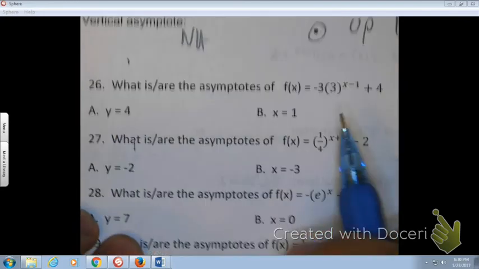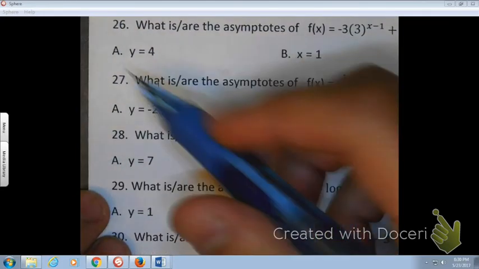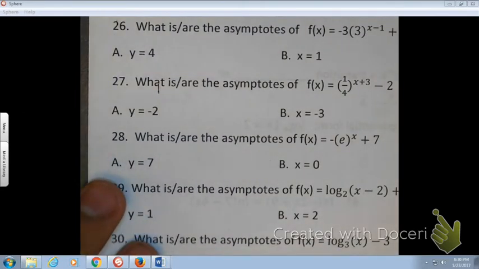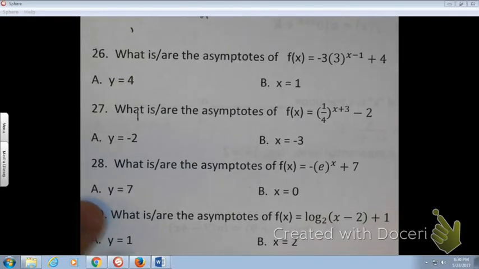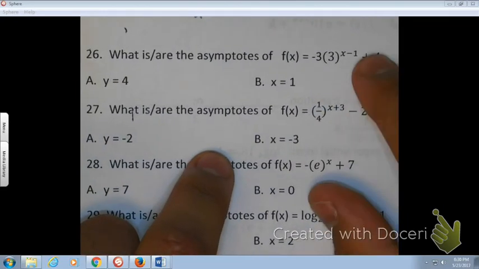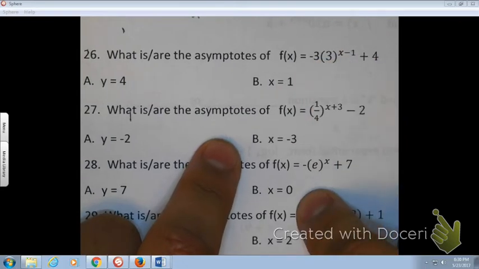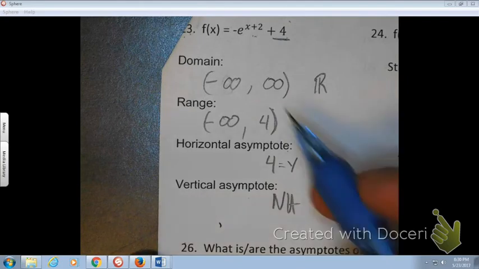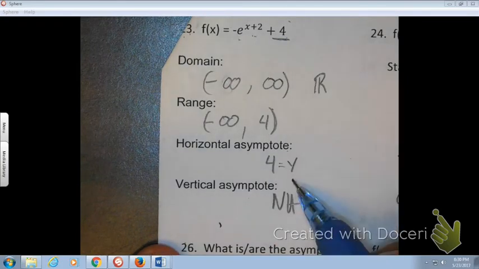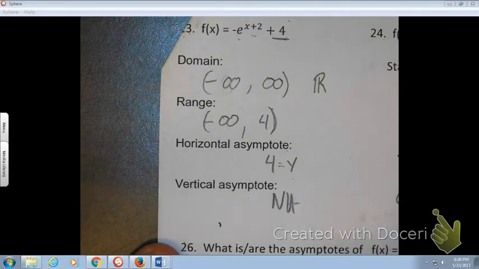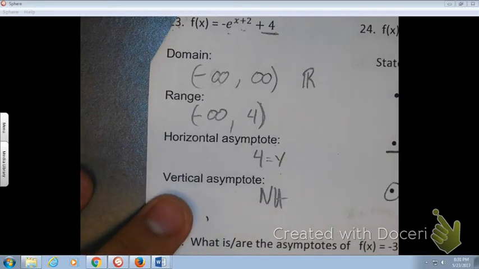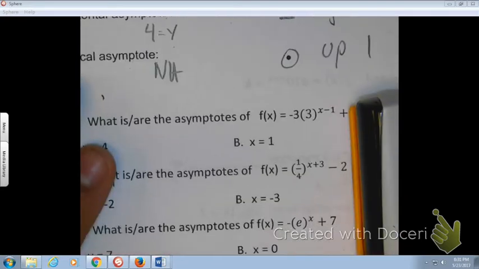Let's go over 26, okay? In here, from 26 to 31, we're going to be looking for the asymptotes, okay? That means horizontal or vertical. For these functions that we're talking about, exponential and log, we are never going to have both horizontal and vertical, okay? So notice in our examples before, when we had exponential, we only had horizontal, okay? So for anything that is exponential, I'm only going to have a horizontal. For anything that is log, I'm only going to have a vertical, okay? So I'm going to go over each one so it can make sense to you.